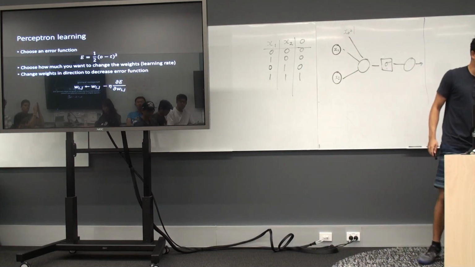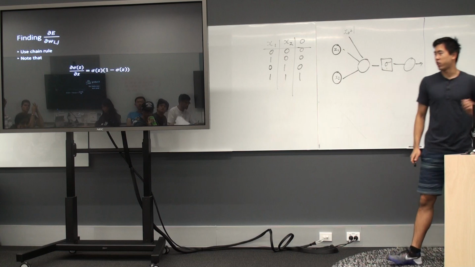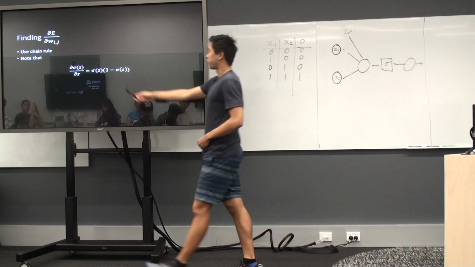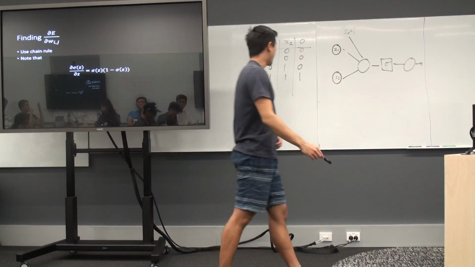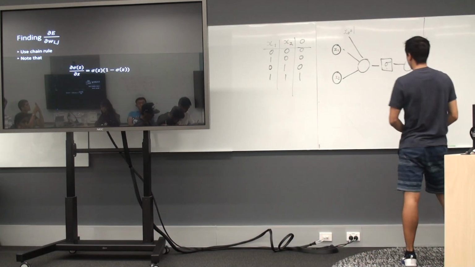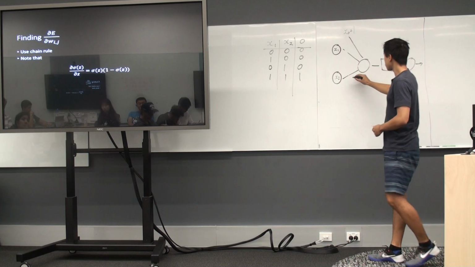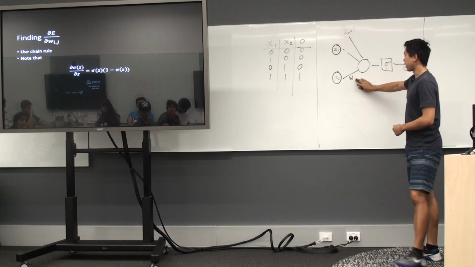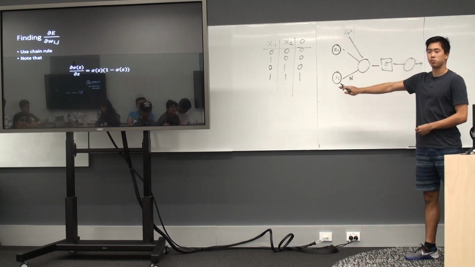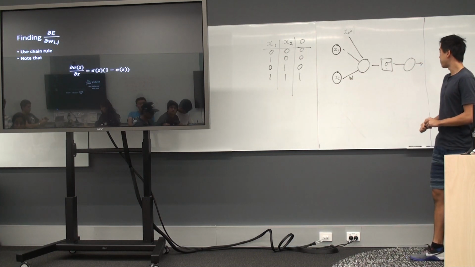What I'm going to go into is how to actually find the derivative of the error with respect to the weight. And I think it's easiest to do that with an example. So I'm just going to look at this weight in particular, the one you multiply x2 by.